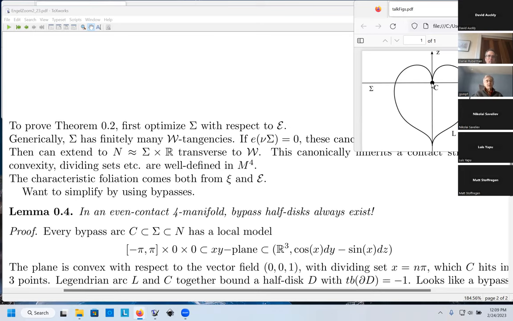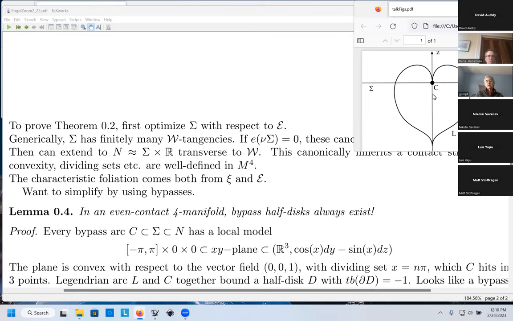We'll start with the arc C on the x-axis, and we'll drag this arc C upward a little. So now it's here in the picture. It gets up to here, and then the front projection is going to be folded on itself in three dimensions. What's going to happen is we curl around behind everything and come down here. So think about that curled over disk as being the half disk we want to have. And it's straightforward to check that TB of the disk is -1, which is what we need for a bypass disk.